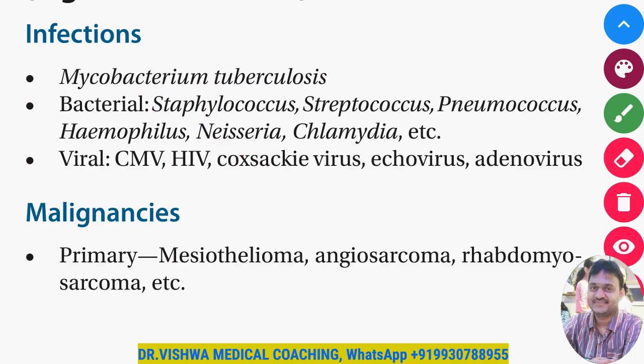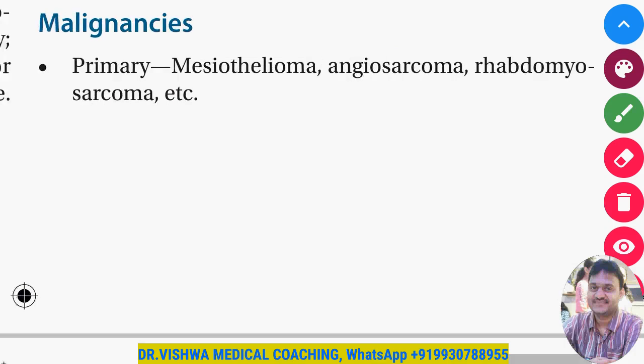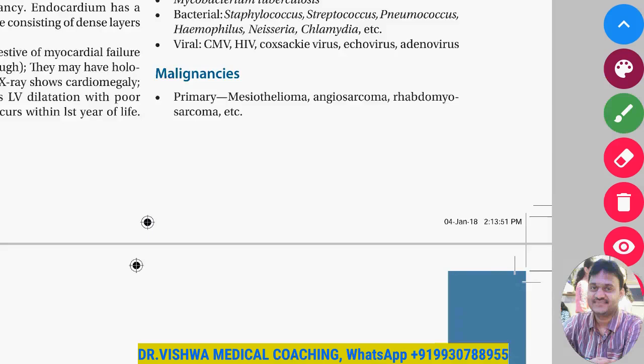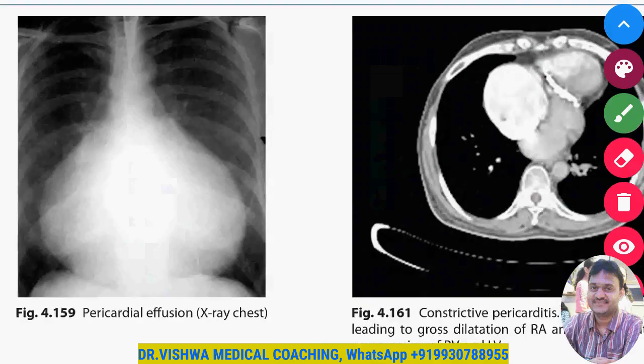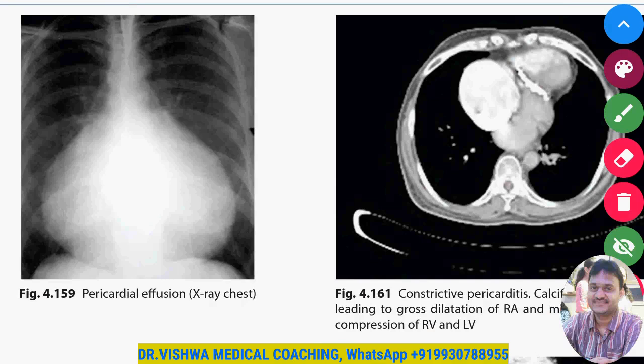We also have the malignancies in the mediastinum, for example mesothelioma of the pleura. Mesothelioma is a malignancy of the pleura. We have angiosarcoma, which occurs in any blood vessels, and rhabdomyosarcoma, which occurs in the skeletal muscles. So if there is a cancer in the skeletal muscles of the chest, that can also spread to the pericardium, and it usually presents like a pericardial effusion, because when there is inflammation going on in the pericardial space, fluid gets collected.